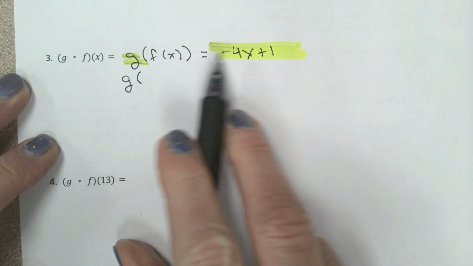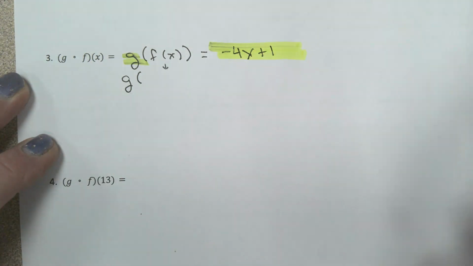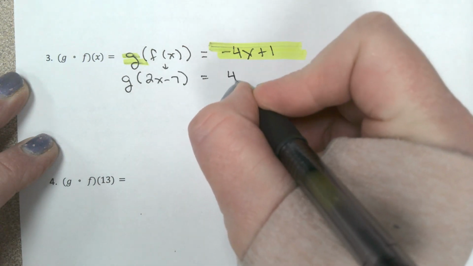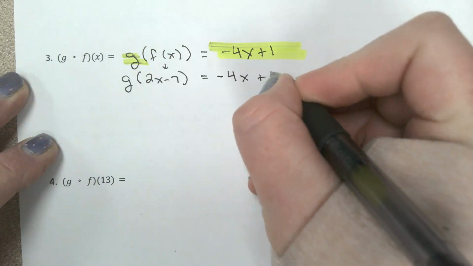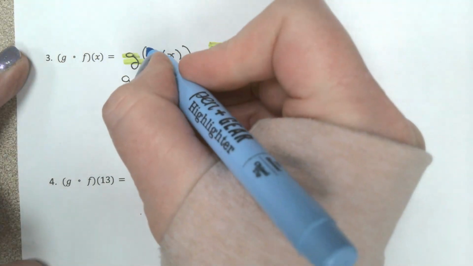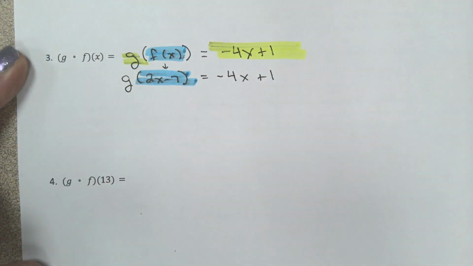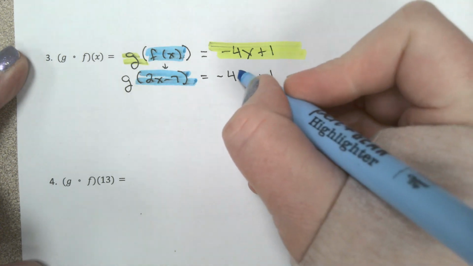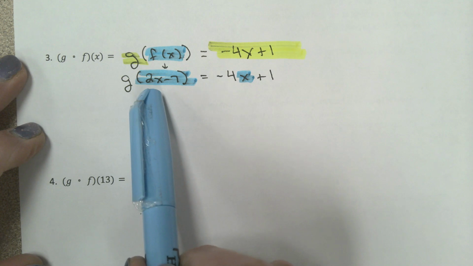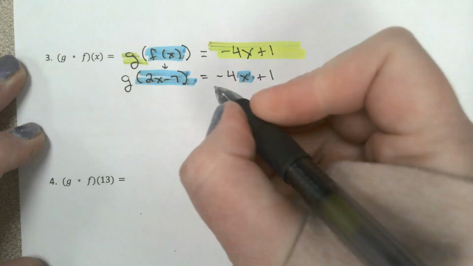I'm not going to plug f of x in there. I'm going to substitute. So f of x is 2x minus 7. All right, so my f is blue, and that goes there. This says, whatever is right here, that's always what you plug in place of x on the other side.